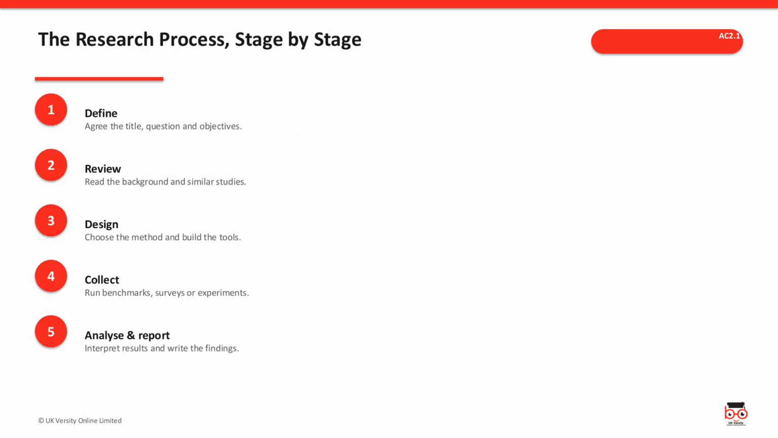It can help to picture the process as 5 clear phases. First, you define, agreeing the title, question, and objectives. Then you review, reading the background and similar studies. Next, you design, choosing your method and building the tools before you collect, running the benchmarks, surveys, or experiments. Finally, you analyze and report, interpreting the results and writing them up. So, for an app usage study, defining might be pinning down which apps you'll track, and collecting is the fortnight you actually log the data.